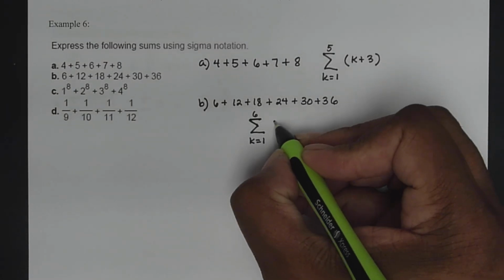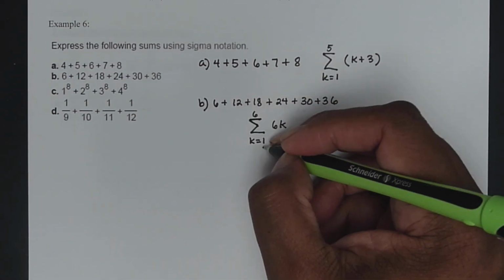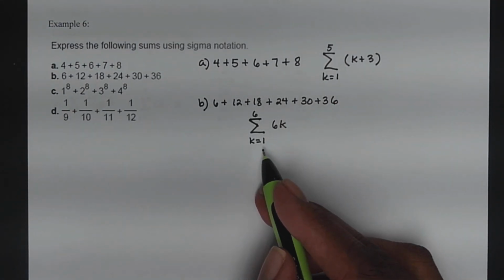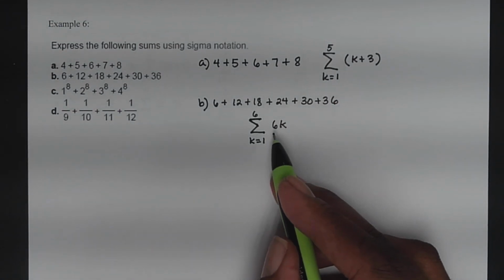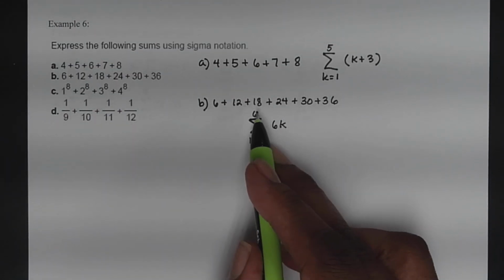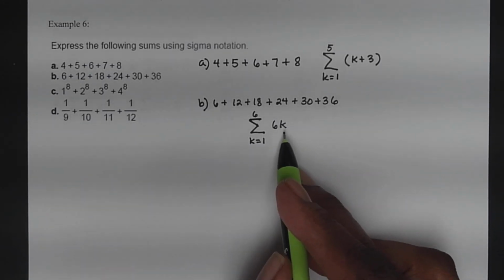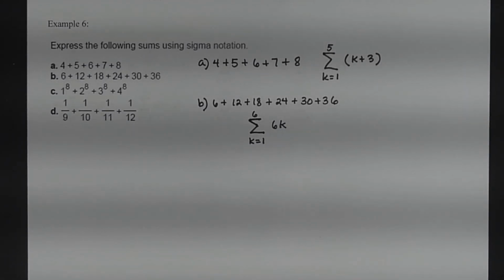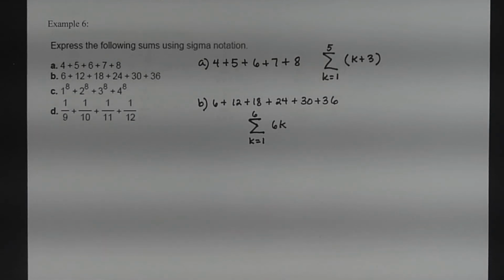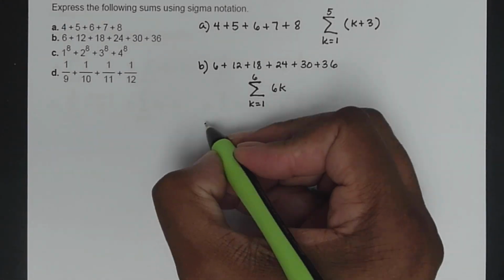So I know it's going to be a factor of 6. What number times 1 will give you 6? It has to be 6, so it'll be 6k. And k is going to start off as 1, so 6 times 1 will give us a 6. 6 times 2 is 12. 6 times 3 is 18. 6 times 4 is 24. 6 times 5 would be 30. 6 times 6 would be 36. So the summation from k equals 1 to 6 of 6k. That would be the sum using sigma notation.